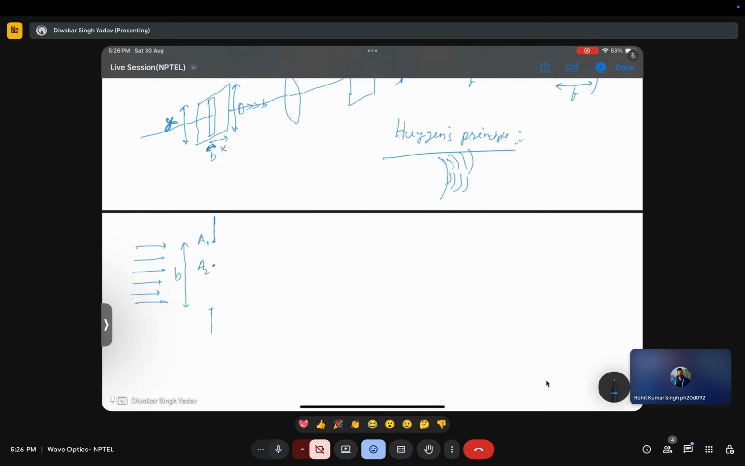And they are in phase, right? They have the same phase relationship, so they can interfere with each other, given that there is some path length difference, some phase difference. Now how can the phase difference come here?